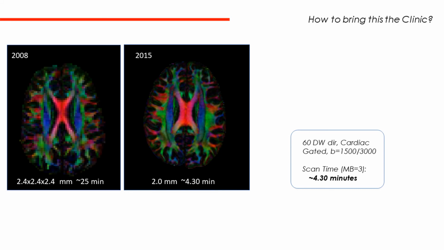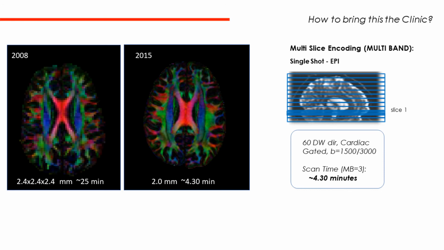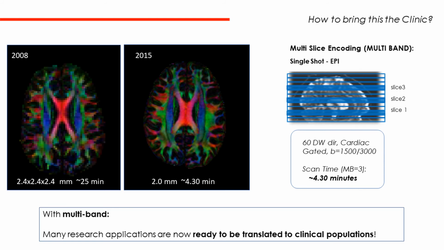And luckily now we have moved from single shot, single band acquisition. Now we have multiband, and we can collect multiple slices per shot with EPI. And now you can see the time has gone down from 30 minutes to 4 minutes and a half. With 4 minutes and a half, I think that everything we have been doing for the last 10 years in research can be clearly applied to every clinical population. So essentially, we are ready to deploy this for clinicians.